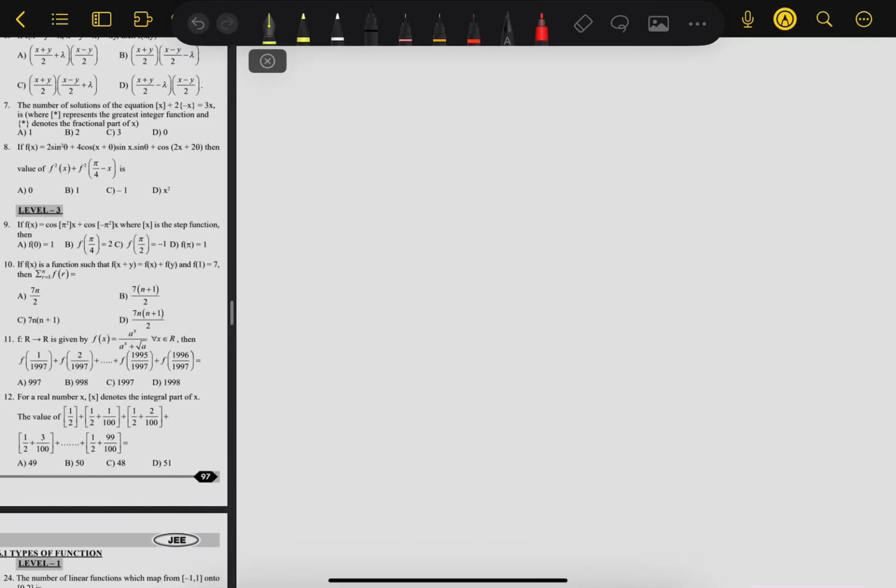How will you solve this question number 10? This is based on functional equations. So f of x plus y equals f of x plus f of y. For this type of expression, the only possible function is k times x. We only need to find the value of k.